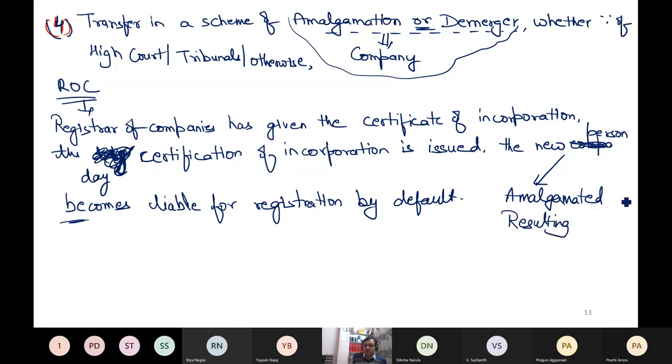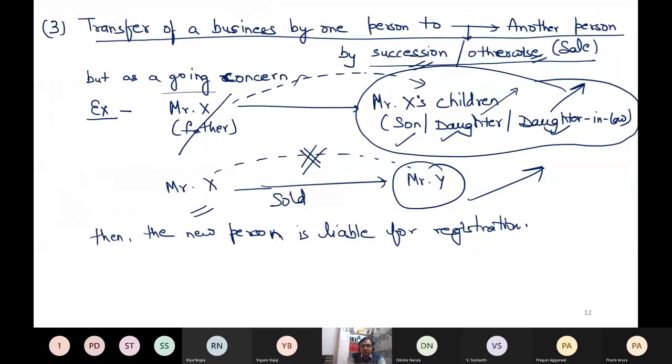I hope you remember these two points. These are new cases. Now, with this, I am complete with section 22. So there are four different situations or four persons who are compulsorily liable. One, if their aggregate turnover exceeds the limit as mentioned in the act. Second, those who are already registered on 21st June 2017. Third, if there is any transfer happening, then the new person. Fourth, if any amalgamation or demerger is happening, then the new company, from the date when ROC issues the certificate. In the earlier case of transfer, the date when the succession is complete.